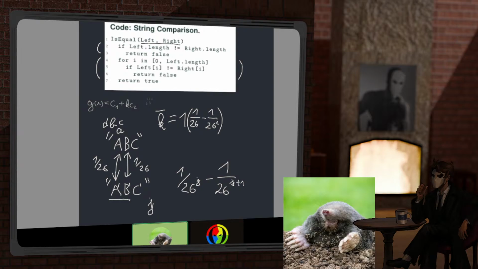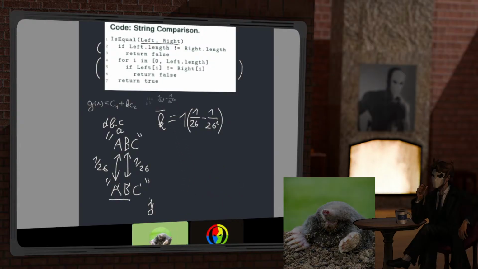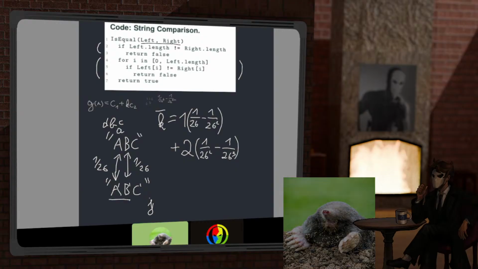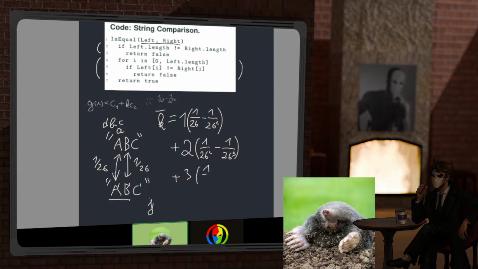But we also have a probability of having two characters the same. I'm going to have to move this. So we have a probability that two characters are the same, and this is 1 over 26 squared minus 1 over 26 cubed. Since we have only 3 characters here, the last probability is just 1 over 26 cubed, because we have no more possibilities to remove from this case.